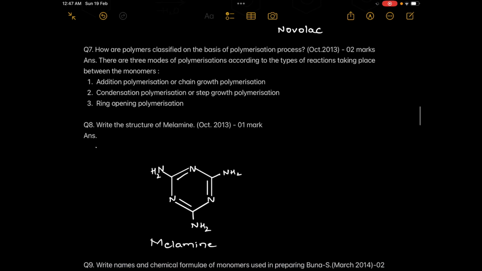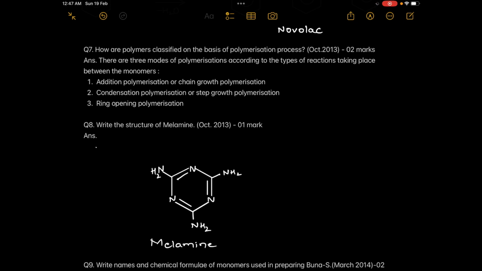How are polymers classified on the basis of polymerization process? 2-mark question. 3 modes are there. One is addition polymerization or chain growth polymerization, condensation polymerization or step growth polymerization, and lastly we are having ring opening polymerization. Now any 2 headings will be given half and half marks, so it comes out to be 1, but you have to write down the explanation.